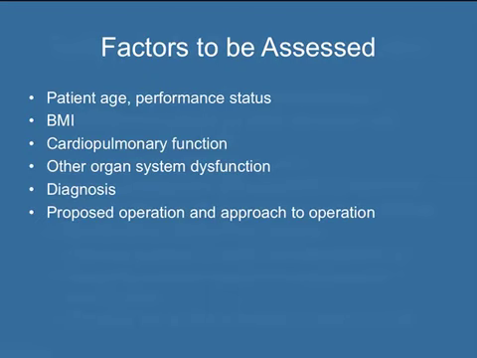A large number of factors need to be assessed for patients who are candidates for thoracic surgery. Some, such as age, performance status, and body mass index, require no specific testing. Others, particularly measurement of cardiopulmonary function, necessitate tests that are not done routinely other than for thoracic surgery. Most patients' history of other organ dysfunction can be evaluated with a carefully done medical history and perhaps some simple blood work. The diagnosis, the proposed operation, and the planned approach to the operation all factor into the risk assessment, as will be evident later in this presentation.